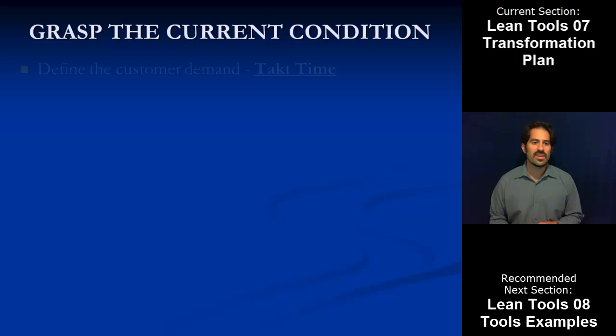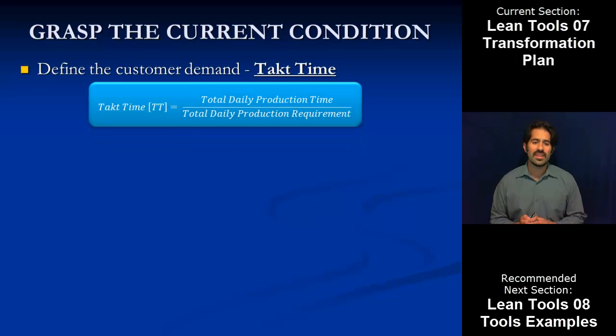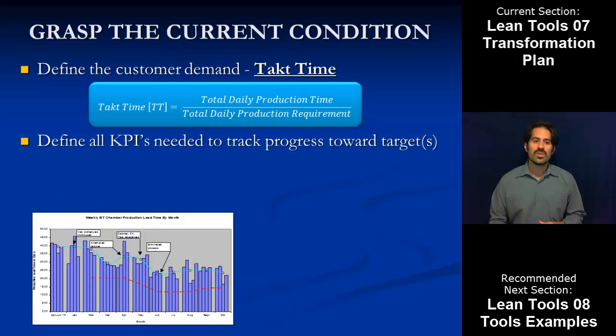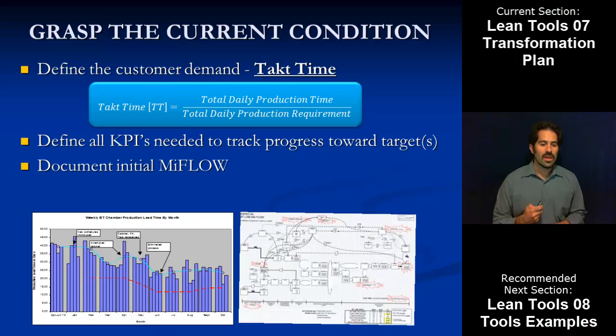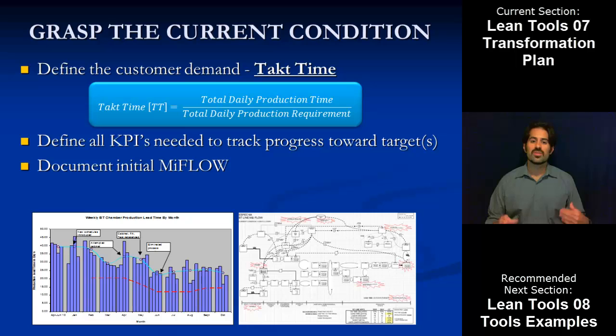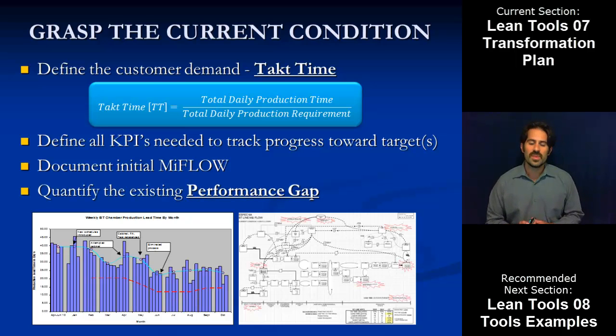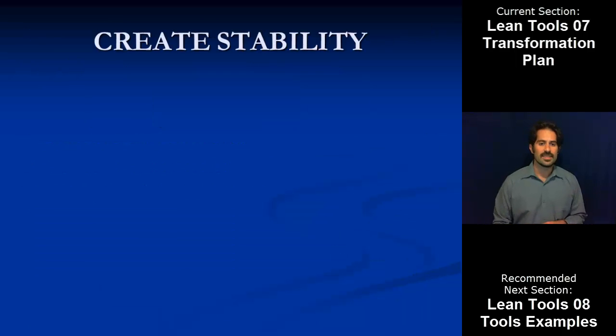So the first thing in grasping the current condition, we want to make sure we define the customer demand. We do that through the idea of takt time that we've discussed previously. Then we also want to make sure that we've defined all the KPIs that we need to track our progress towards our target. This goes back to some of the things we talked about in the measurement module. Then again, we also want to make sure we've documented our initial MI flow to understand material and information flow through our process. That's covered in the measurement module as well. And then we can use this information along with the targets we set to quantify our existing performance gap. That is the gap that we want to try and close by converting our organization over to lean processes.